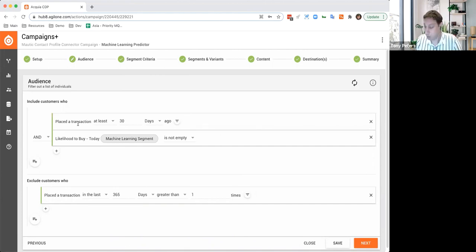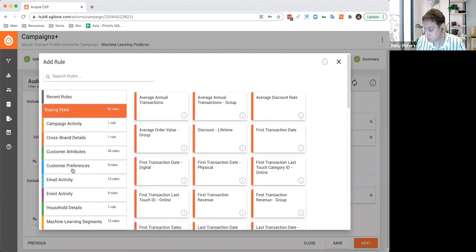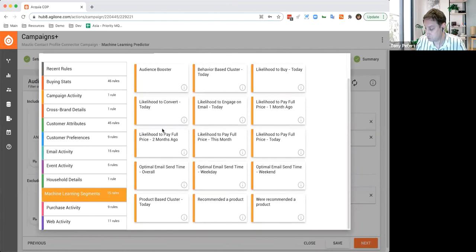So in this case, we're going to include customers who have placed a transaction in the last 30 days. They've got a high likelihood to buy today within there. So we're using a machine learning segment within there. And all of these rules can be set up and chosen within here. So for instance, with machine learning, I could choose optimal email send time for weekdays. I might want to pass that across to my marketing automation platform. So rather than let these platforms such as marketing automation go in and try and do things all within there, we're actually utilizing the power of all of the data to segment and provide that list from here.